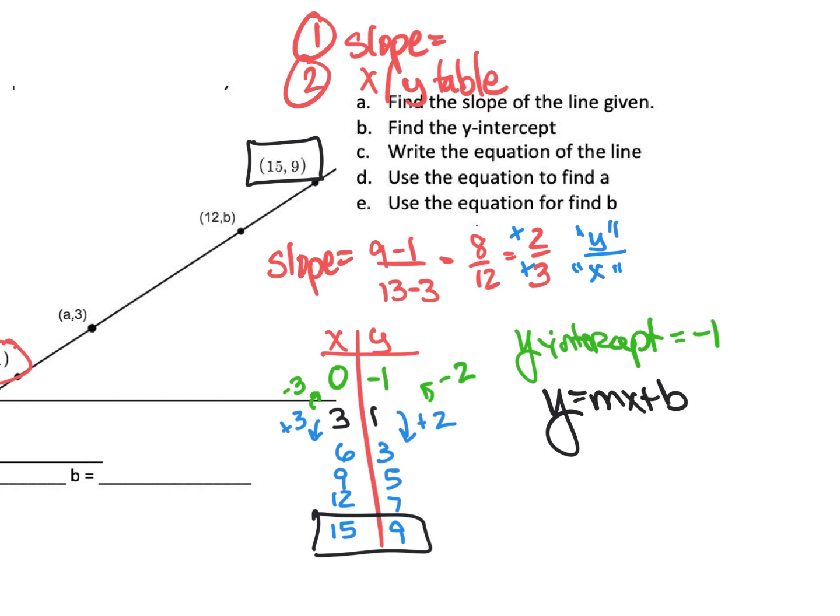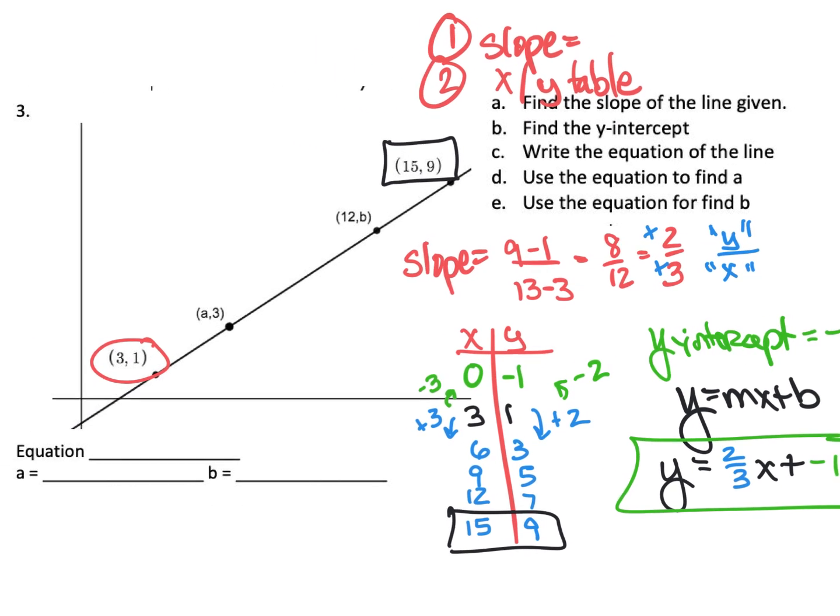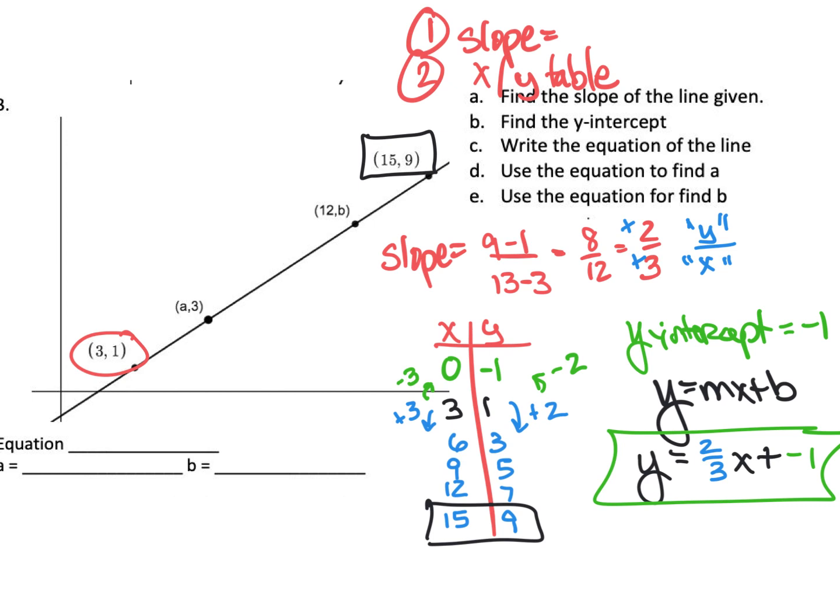All right, so now make your equation. Just go make an equation and then come back to me. So y equals, slope is 2 over 3, sitting by x, plus negative 1. Here's our equation. Oh, you know what we forgot to do? We forgot to find our a and b. So our equation is y equals 2 over 3x plus negative 1. I need to find our a and b.